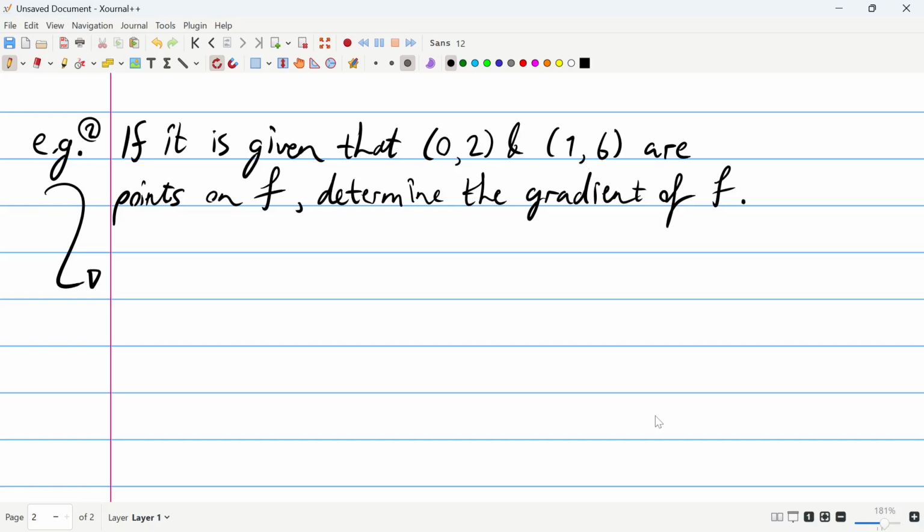Okay, and here's our last question that we're going to be dealing with, okay? So if it is given that the coordinates (0, 2) and (1, 6) are points on f, determine the gradient of f. So meaning we are given 2 points, okay? Now, notice that this is actually a very straightforward question. It doesn't even take that long to finish, right? It just looks a little bit interesting because it's just words and then didn't give a function.